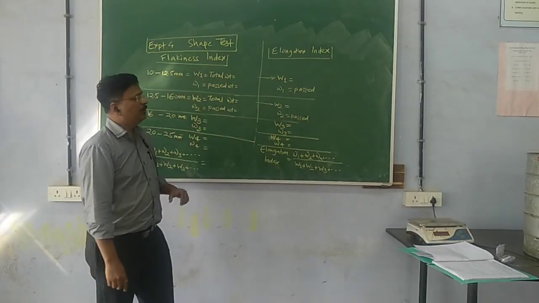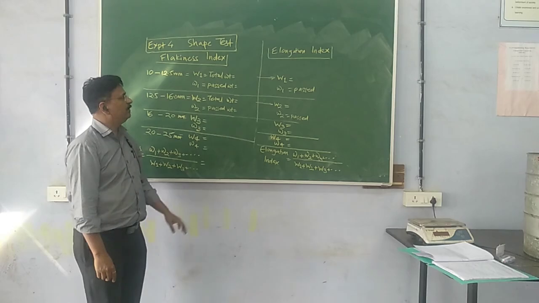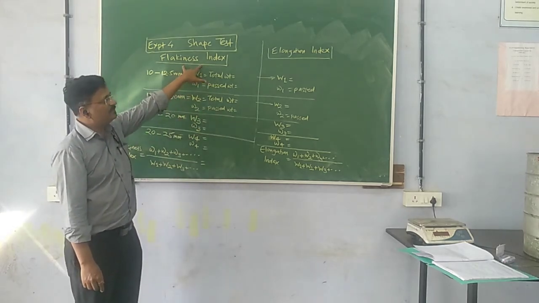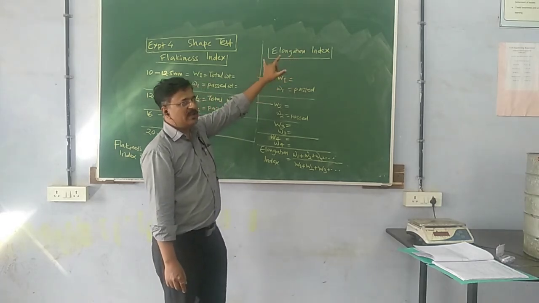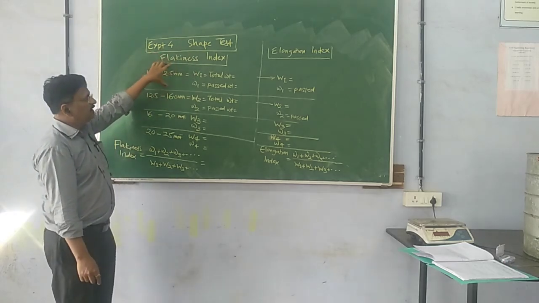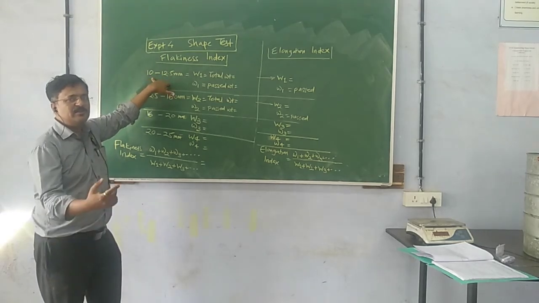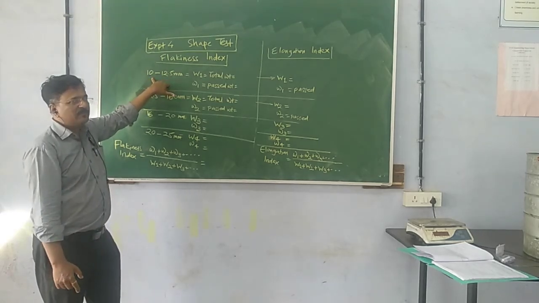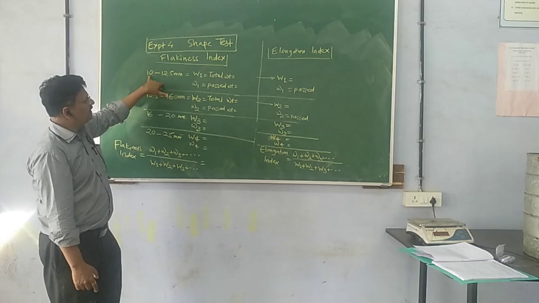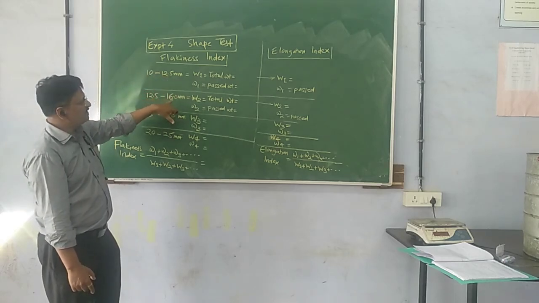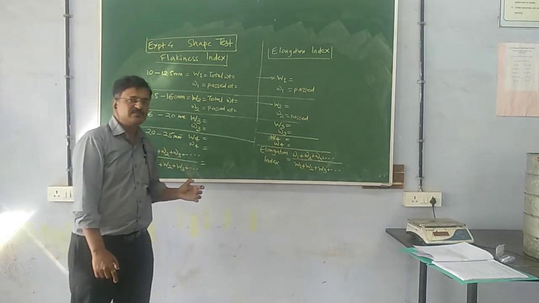So we'll cover experiment number 4, which is a shape test. This experiment will be covered in two parts. First we'll find out the flakiness index, and then we'll find out the elongation index. To find these two indices, we need to separate the particles as per sieve size. If you check the manual, as the image is being shown to you right now, the particles have to belong to different sieve sizes: 10 to 12.5 mm, 12.5 to 16 mm, 20 mm, 25 mm, 30 mm and 40 mm sieve sizes.